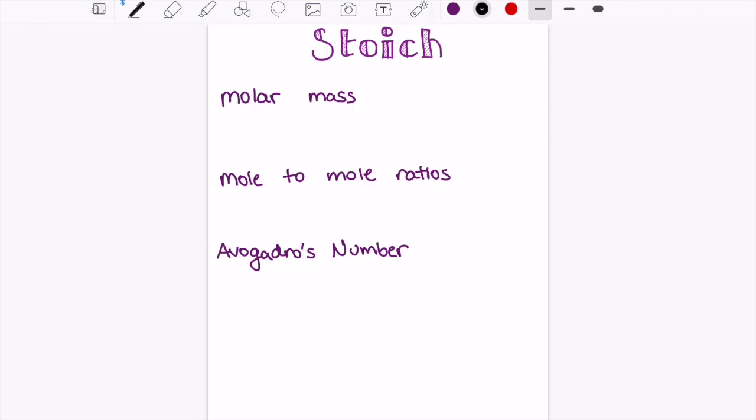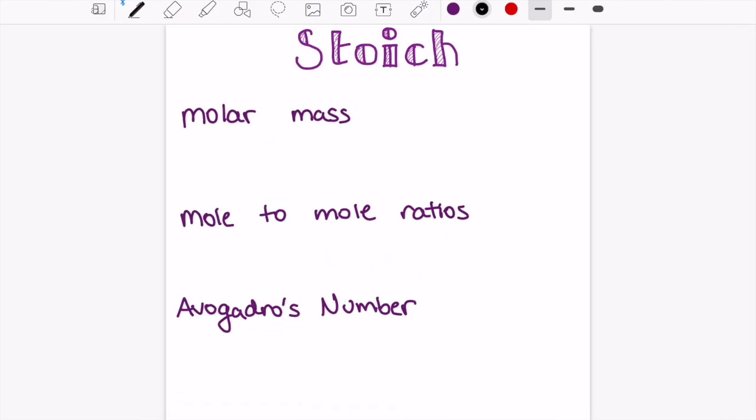Hey guys, my name's Izza and I'm going to be teaching you about stoichiometry. It's just going to be a really simple introduction, and I'm going to assume you guys already know what molar mass is and what moles are. So let's just jump right in.